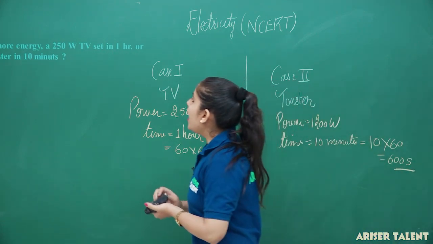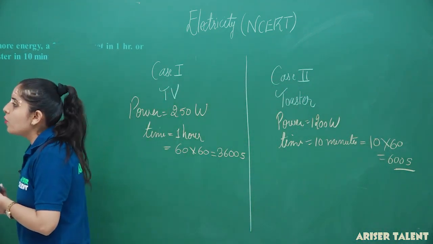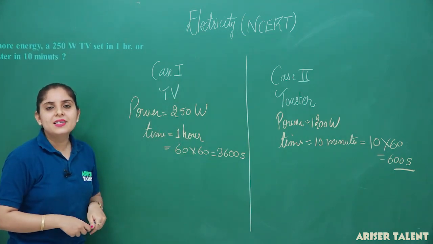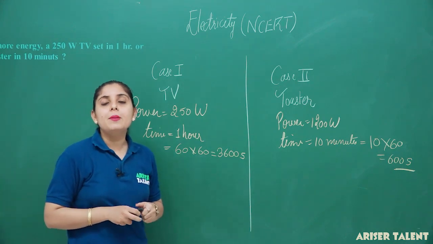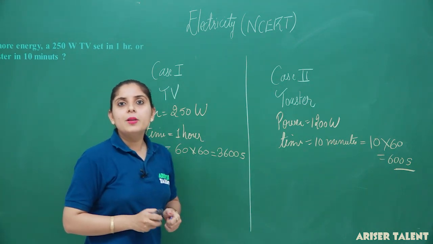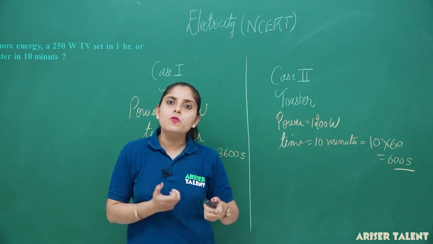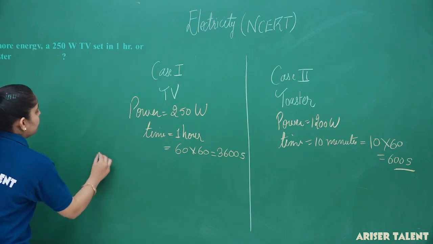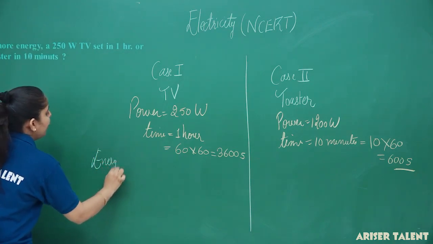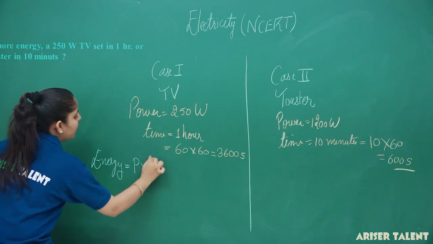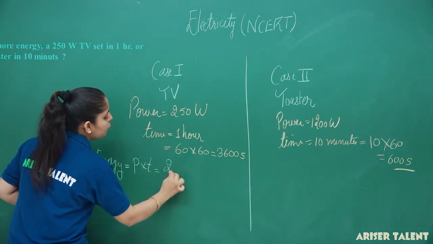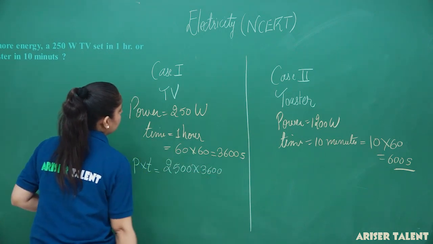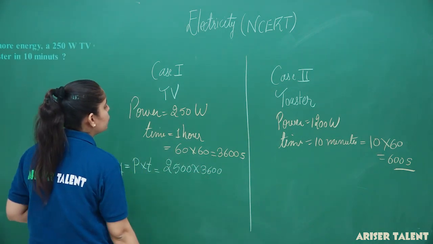Now, you have to calculate which is using more energy. So, which apparatus or which electronic gadget is using more energy, we will determine by using the formula of work. Work will be power into time, and the amount of work done will just give you the value of energy here. So, energy will be calculated as power into time. Power is 250 and this is 3600 seconds. So, this is the energy we will obtain in joule.